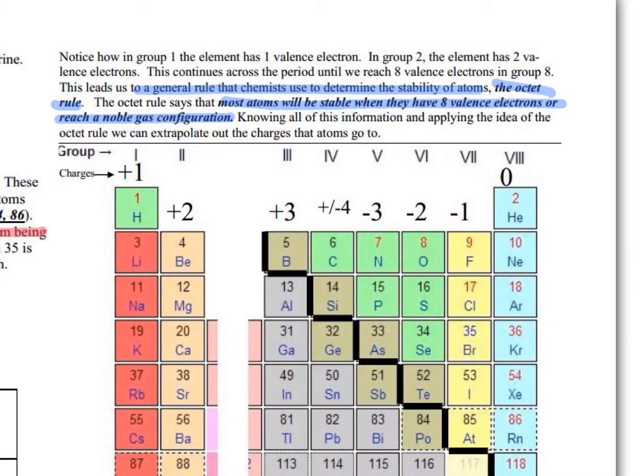Knowing all of this information and applying the idea of the octet rule, you can get the charges for each of our families. All of the group 1 family has a +1 charge. All of the group 2 family has a +2 charge. +3, plus or minus 4, -3, -2, -1. And my noble gases would have a 0 charge. They're not going to gain or lose electrons.